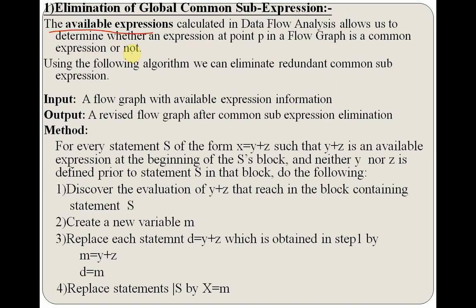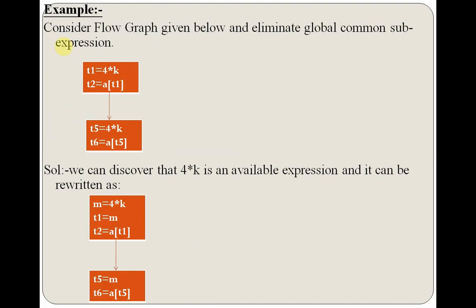If it is a common subexpression, you can simply eliminate it and, instead of that, use the value that is computed in the previous occurrence of the expression. For example, take this flow graph and try to eliminate the global common subexpressions. Flow goes from block 1 to block 2. Suppose this is block 1 and this is block 2; the control flows from block 1 to block 2.